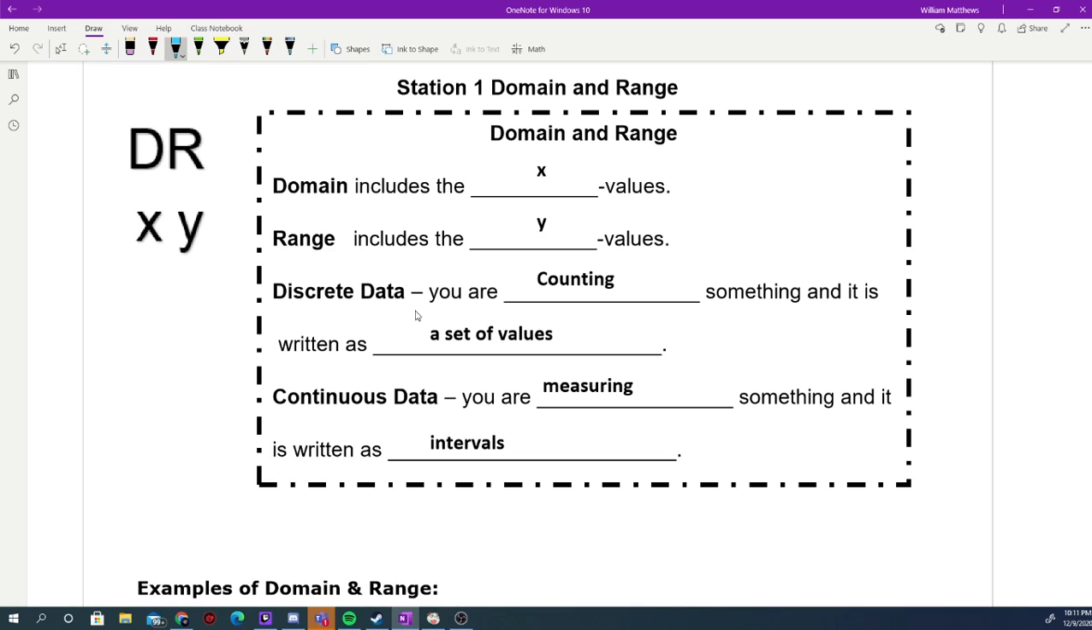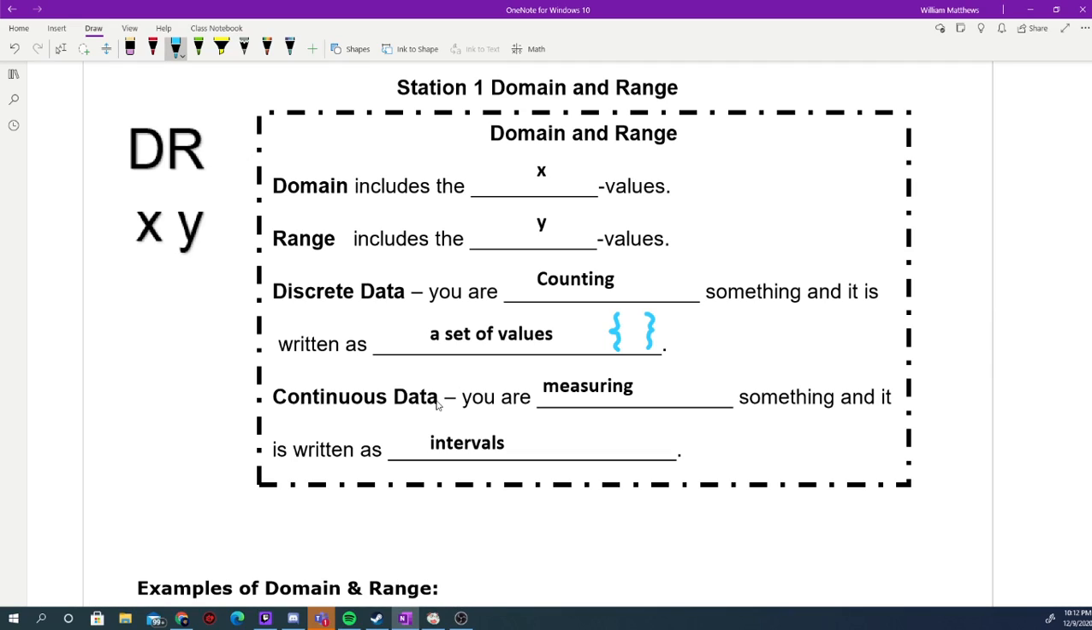Discrete data, you're counting something and it is written as a set of values. Our sets will have our nice curly brackets, curly braces, to include a list of values. With discrete data, also our graph is going to have distinct and unique points as their values.